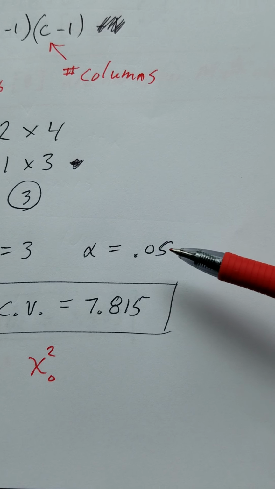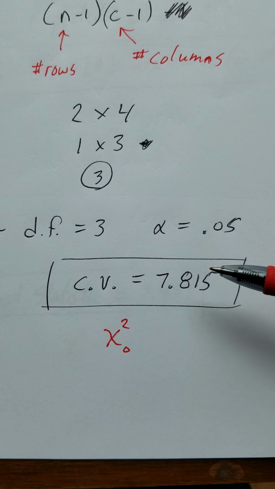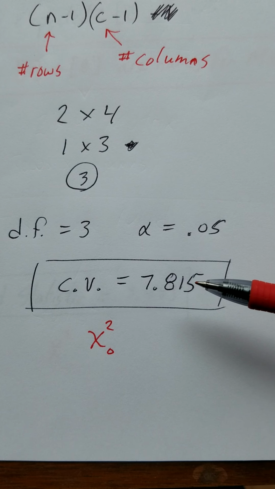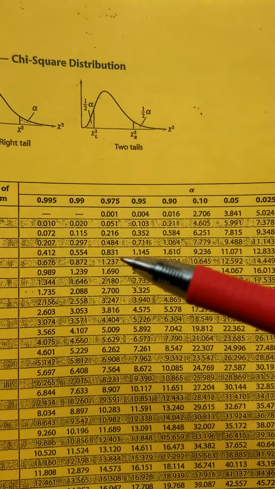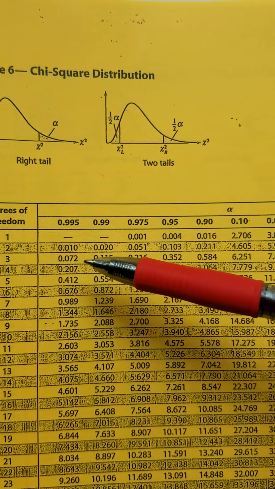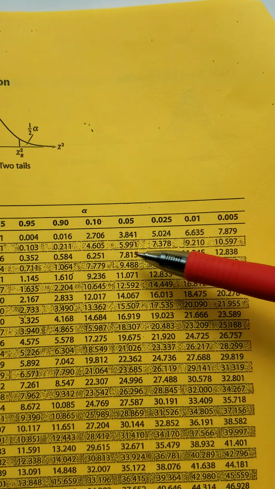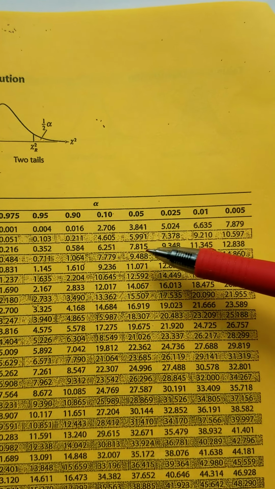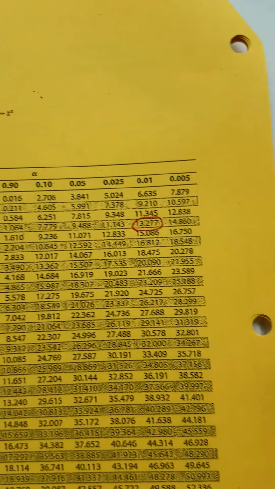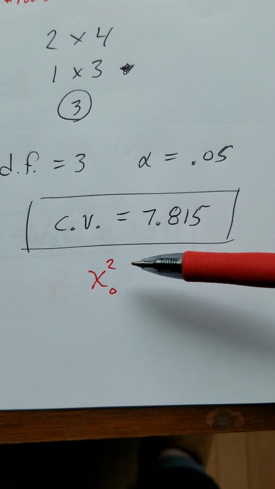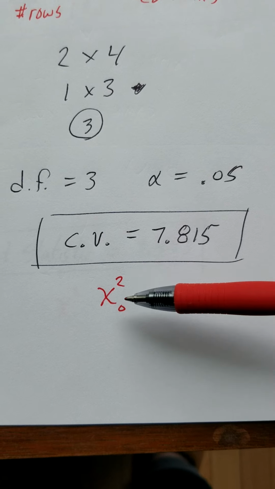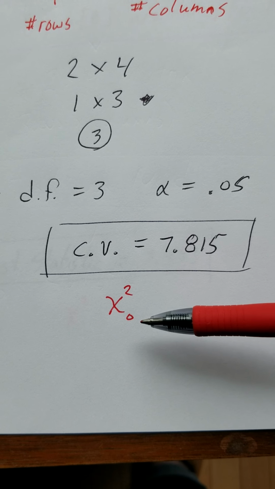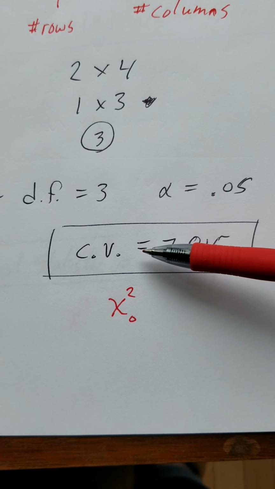In this problem, alpha is 0.05, and the critical value we come up with is 7.815. So you go to your table, right? There's your degrees of freedom. We come across until we're just under the 0.05, and there's 7.815. You've seen that chi-squared naught is the symbol for the critical value.